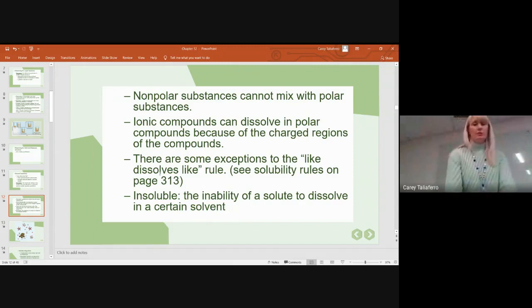Again, going back to what I just mentioned, ionic compounds can dissolve in polar compounds because of those charged regions they create. There are some rules that aren't always followed, of course, the exceptions. So on page 313, just what I referred you to, you're going to have that chart available. You don't have to memorize that. If something is insoluble, it can't dissolve something else. It's not dissolvable in something else, I should say.